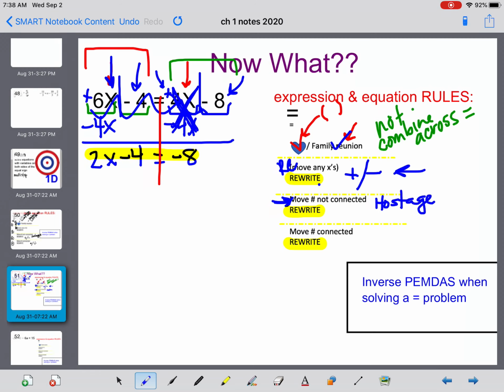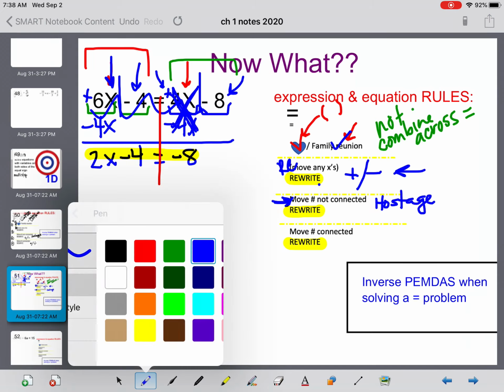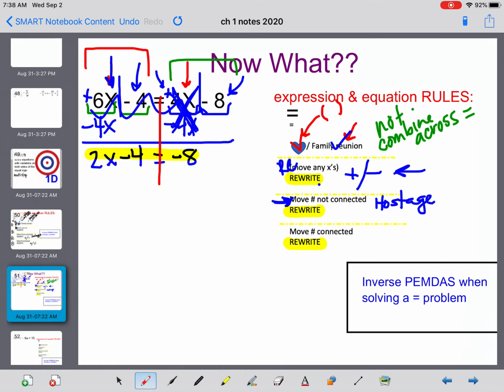I get rid of the hostage, and in Ms. Miner's class, we talked about how if this were a hostage situation, this X would be hanging on to this 2 right there because they're partners. And he would be like, don't leave me yet. And so that's why I call this the hostage, because if this were a hostage situation, the -4 would escape first.